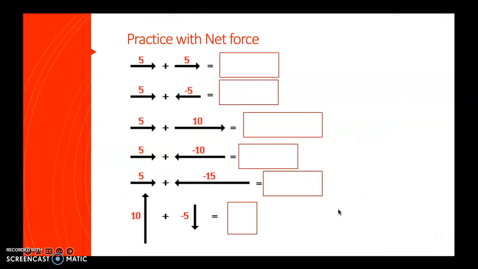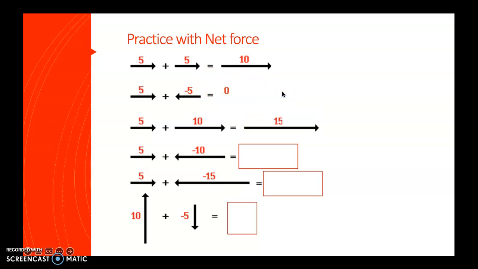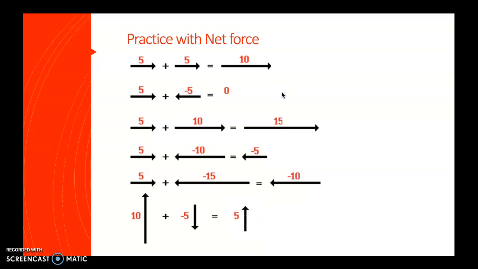So take a second, and we're going to do the same thing but using numbers. See if you can determine what the final force would be and what its magnitude would be. Alright, so you should have determined that this would be 10 to the right. Our next one would be balanced because there's 5 to the left and 5 to the right, so we would have a balanced force of 0 net force. This would be 15 to the right, negative 5 or 5 to the left, 10 to the left, and 5 in the upward direction.